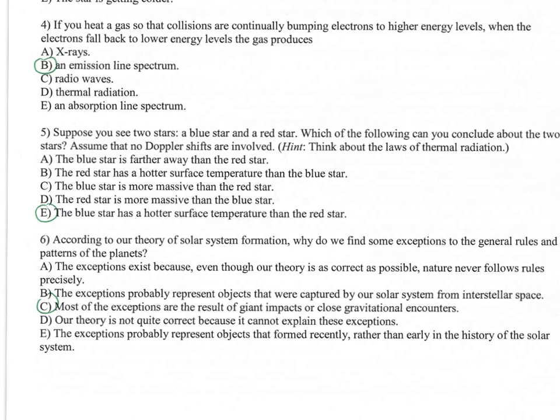Question 6. According to the theory of the formation of our solar system, why do we find exceptions? The best answer there is C, because of impactors roaming the solar system, which tilted the Earth, caused our moon's formation, and tilted Uranus and Venus.